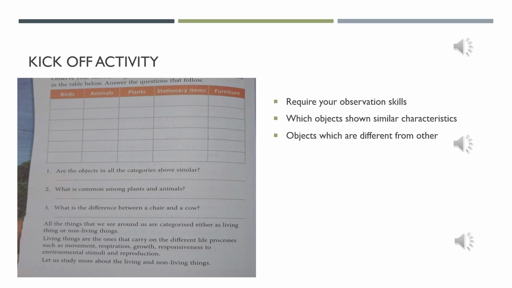I assume that you have already performed the kickoff activity which is given inside your book on page number 80. This activity requires your observation capabilities, or I should say observation skills. What you have done in this activity is you have observed your surroundings and you have made a list of the things. For example, birds around you, animals around you, plants around you, stationary items. Now, stationary items means those items or those things which can't move from their locations by themselves, and furniture.